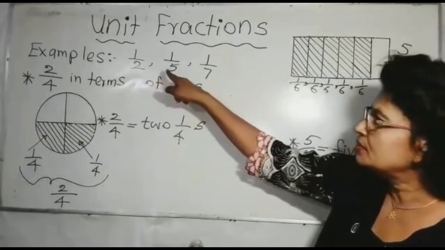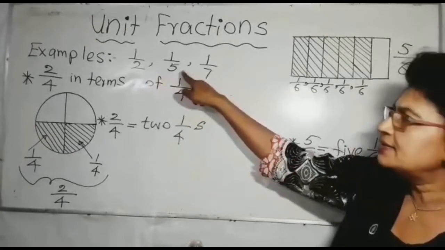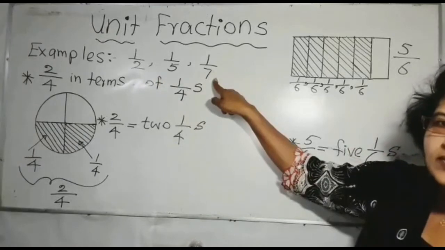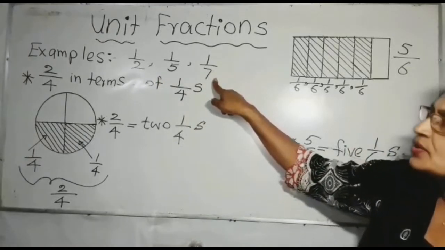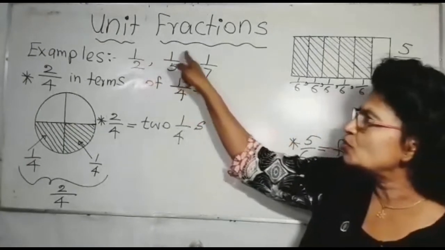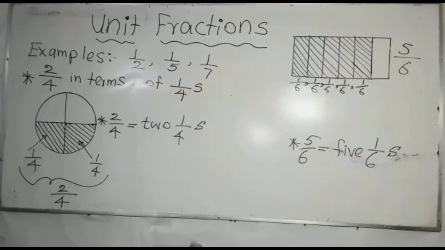1 over 2, 1 over 5 and 1 over 7. These fractions are unit fractions because numerator is 1. Unit fractions are important because they can be used to explain other fractions.